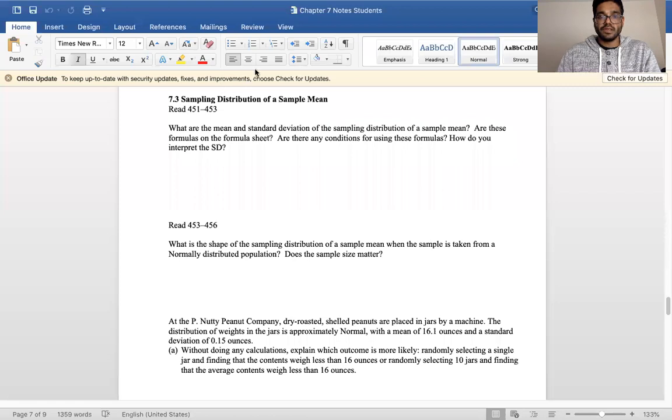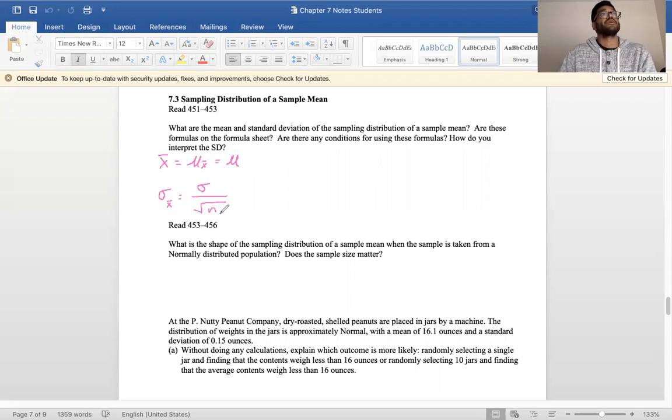So first thing is, what is the mean of your sampling distribution of means? We're going to write x bar as a sample. So the mean of x bar, mu of x bar, is equal to mu. So again, unbiased estimator. We know that the sample mean is going to be equal to the population mean. Okay. The standard deviation of x bar is equal to sigma over the square root of n.